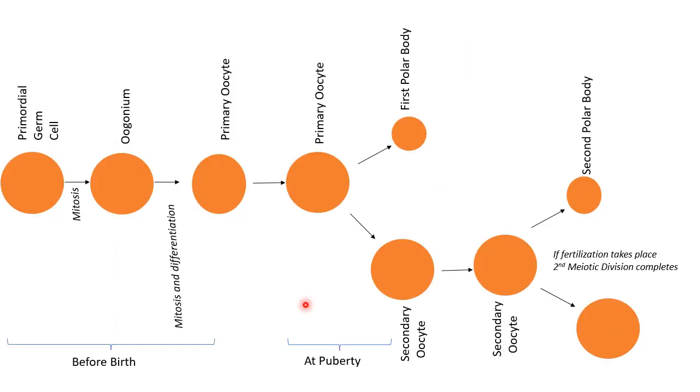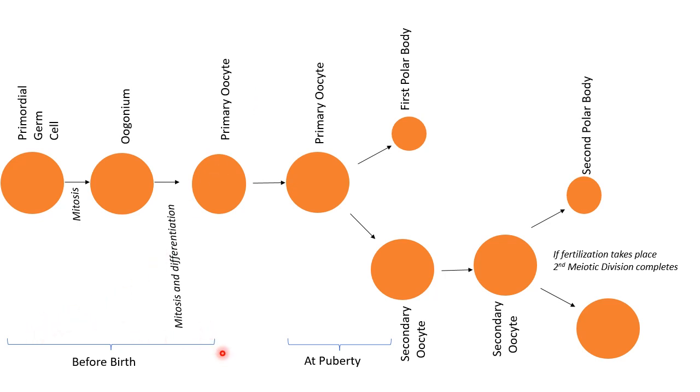So this is simply a diagrammatic presentation of what I've explained. Remember that this process of oogenesis begins before birth, while in the uterus of the mother. You have primordial germ cells that are formed, then they migrate to the yolk sac. Then due to continuous proliferation via mitosis, they form a structure known as oogonium, because in spermatogenesis we were calling it a spermatogonium, but in this case we call it oogonium. Then due to mitosis and cell differentiation, this oogonium will become a primary oocyte. This is before birth.